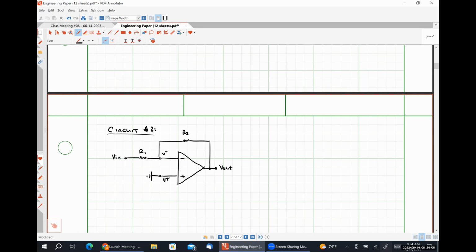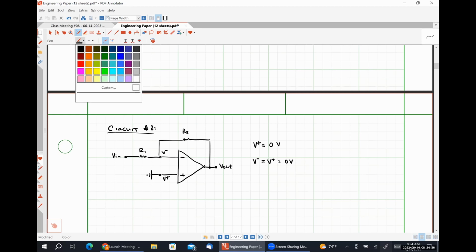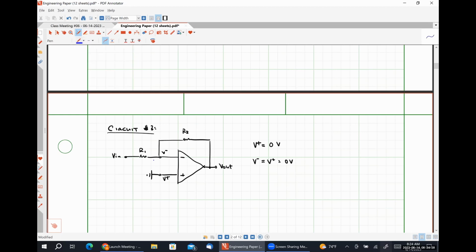So by inspection, we can see that the voltage present at our non-inverting input node is 0 volts, and therefore the voltage present at our inverting input node must also be 0 volts. Once again, we're going to apply Kirchhoff's current law, so we're going to add this current and this current together with the understanding that this current to the right must be 0 due to ideal op-amp rule number 1.